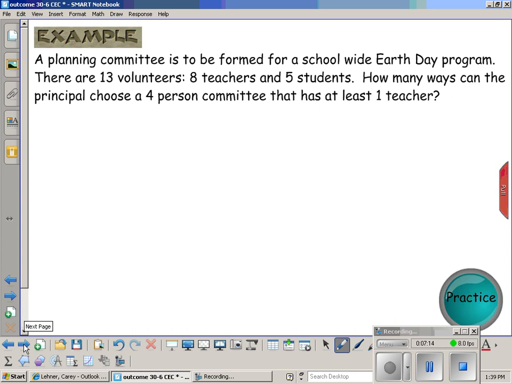All right. A planning committee is to be formed for a school-wide Earth Day program. There are 13 volunteers, 8 teachers, and 5 students. How many ways can the principal choose a 4-person committee that has at least 1 teacher? All right, it's a committee again, so this is a combination because committees, it doesn't matter who is picked first or second.